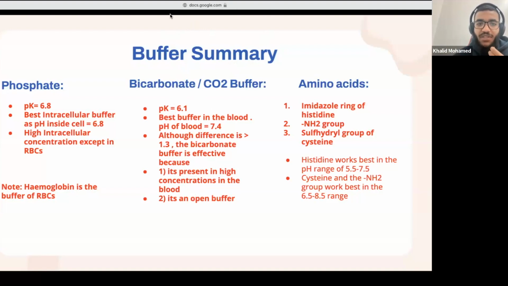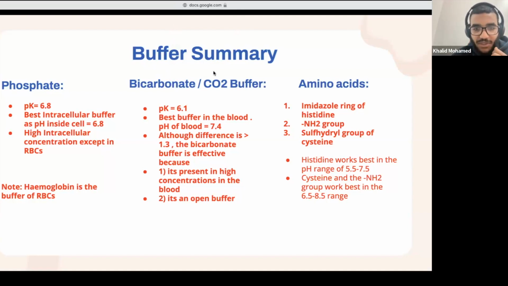So what do I mean by open buffer? Carbon dioxide is released through breathing, and as soon as it's produced in the blood, it gets released by ventilation, and therefore it's helping the buffer as well. It's removing the acid, and therefore it's not allowing the blood to become acidic, helping the buffer in controlling the blood pH. If this was a closed buffer and the carbon dioxide was not getting removed by the body, and ventilation was not helping this buffer, then it would be a bad buffer and you wouldn't be able to buffer the blood properly.